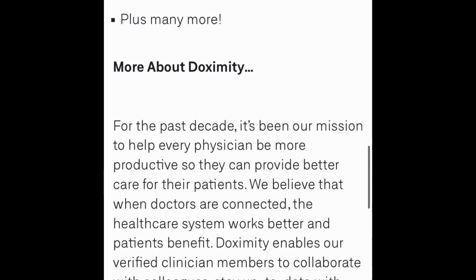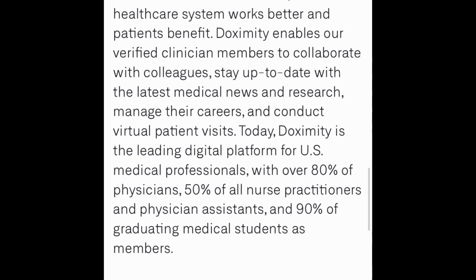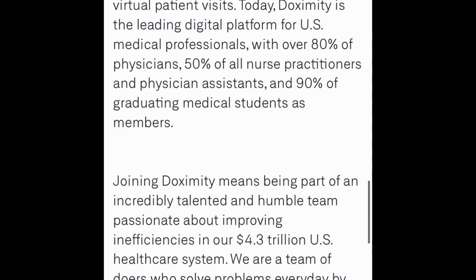Now, about Doximity. For the past decade, it's been our mission to help every physician be more productive so that they can provide better care for patients. We believe that when doctors are connected, the healthcare system works better and patients benefit. Doximity enables our verified clinical members to collaborate with colleagues, stay up to date with the latest medical news and research, manage their careers, and conduct virtual patient visits. Today, Doximity is a leading digital platform for U.S. medical professionals, with over 80,000 physicians, 50% of all nurse practitioners and physician assistants, and 90% of graduating medical students as members.